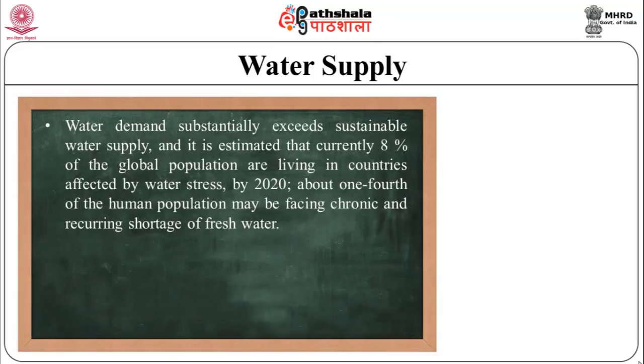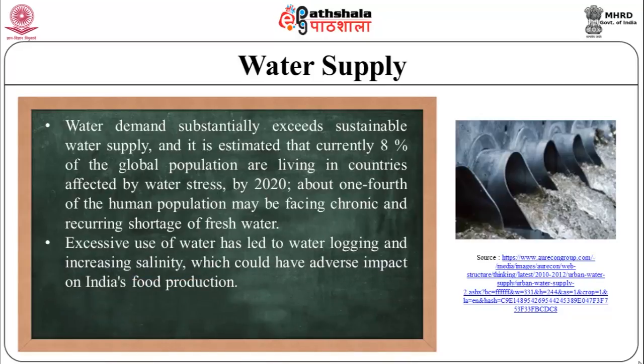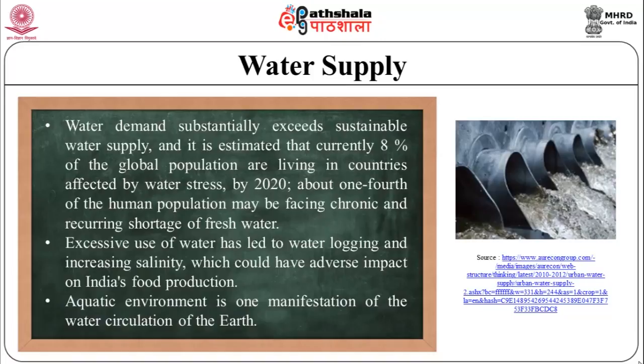Let us see about water supply. Water demand substantially exceeds sustainable water supply, and it is estimated that currently 8% of the global population are living in countries affected by water stress by 2020. About 1/4 of the human population may be facing chronic and recurring shortage of fresh water. On the other hand, excessive use of water has led to waterlogging and increasing salinity, which could have adverse impact on India's food production.